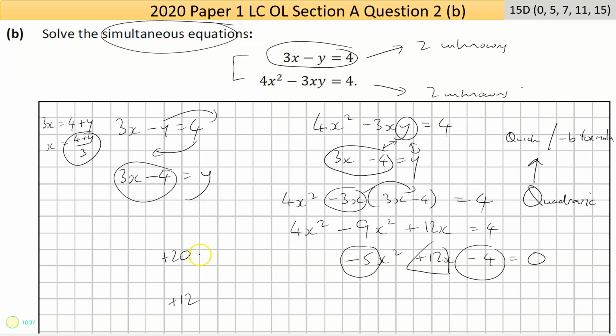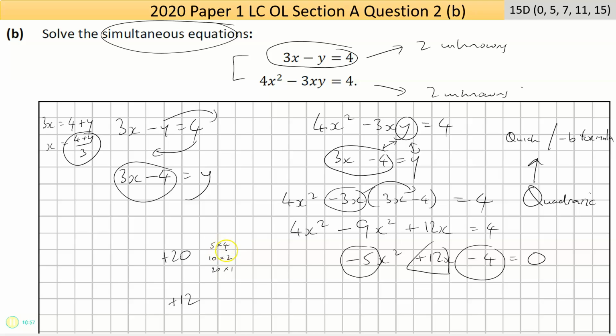So I'm looking for what two numbers will multiply to give 20, but add to give 12. Now, if you think about it, what will multiply? Well, 5 by 4 will. Now, 10 by 2. Probably other ones as well, 20 by 1. Now, which of them will add to give 12?